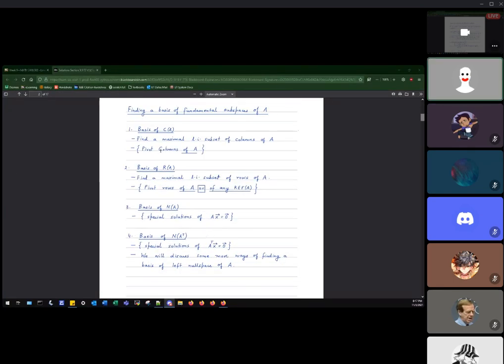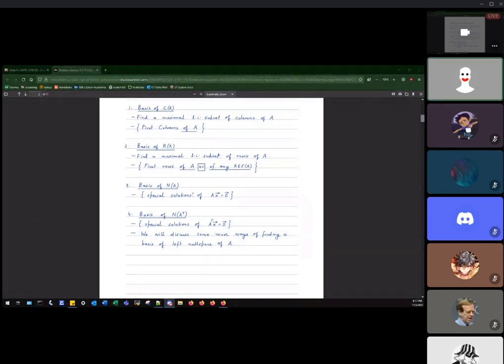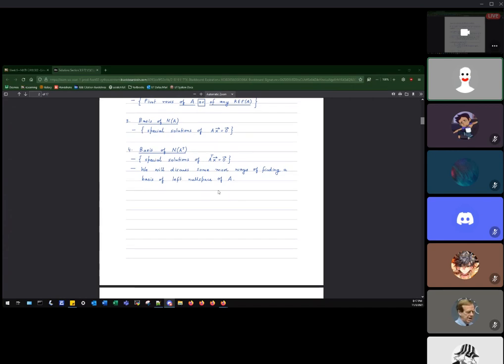The basis of the column space is the set of pivot columns of A. The basis of the row space of A is the set of pivot rows of A, or the pivot rows of any row echelon form of A, including but not limited to RREF. The basis of the null space of A is a set of special solutions to AX equals 0, and the basis of the left null space of A is the set of special solutions to A transpose X equals 0.